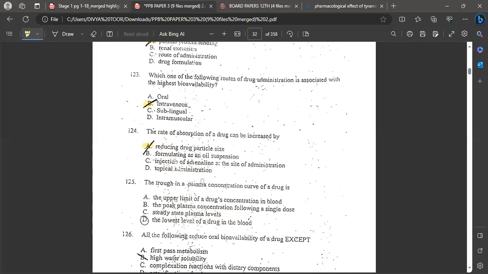Yeah, the trough in plasma concentration curve of a drug is the upper limit of a drug's concentration in blood, the peak plasma concentration following a single dose, steady state plasma levels, and the lowest level of a drug in the blood. I'd go with D, since our trough is this. Yeah. The top part is called the what? Peak. The peak. Wow, this is why I got a C in English.